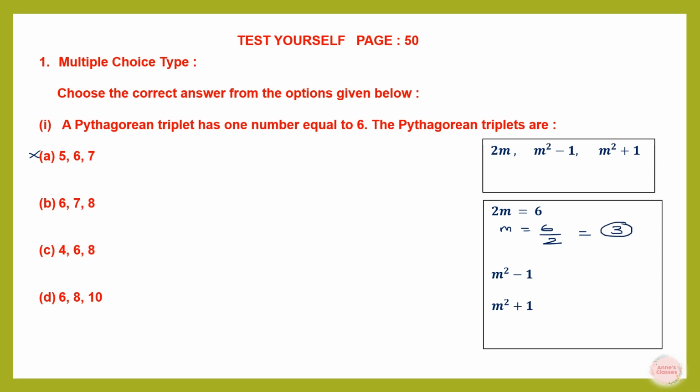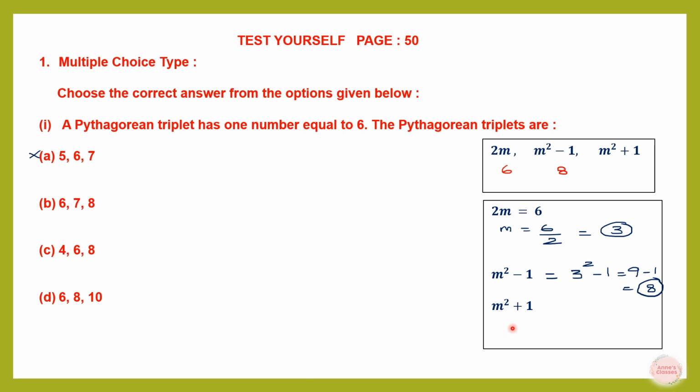So we've got our first number. We said 2m is 6. And now we know m is 3. So now we're going to find out m square minus 1. m is 3. So m square means 3 square, minus 1. 3 square is 3 threes are 9, minus 1, which is 8. So we've got our second number, which is 8. So let's write 8 here.